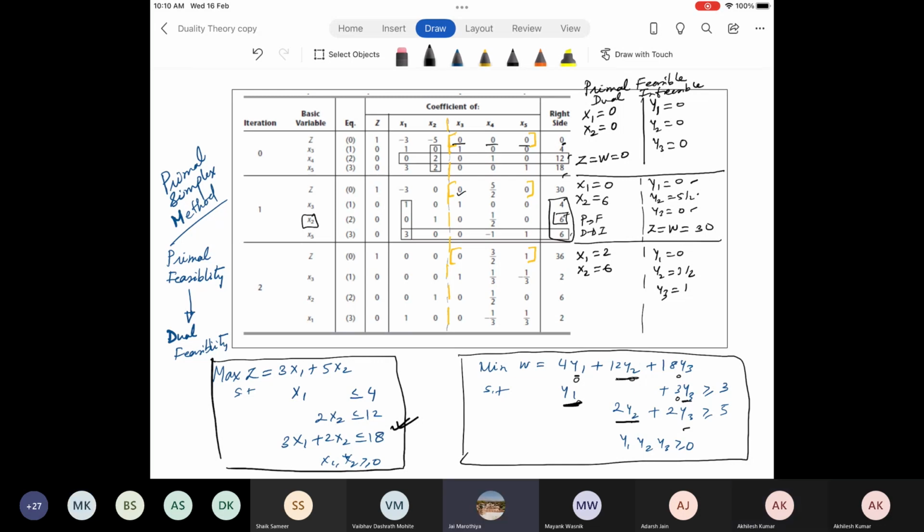Both are feasible, sir. So primal is feasible and dual is also feasible, and this is the condition for optimality. Now you plug in the value of g equals w, both will come out to be equal to 36.